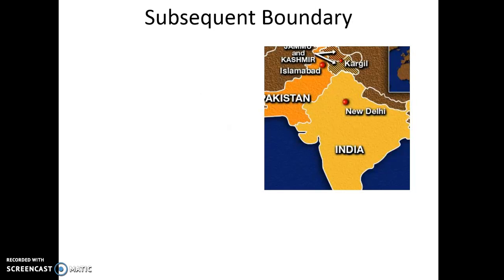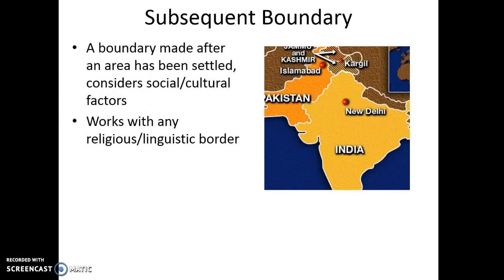Subsequent: sub means below or after. So these are boundaries that come after an area was settled. And sometimes it takes into account considerations of social and cultural factors. So linguistic borders, religious borders, those are things that would be subsequent. It's created after people have been there.